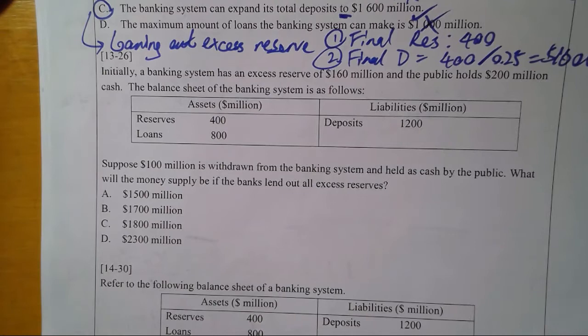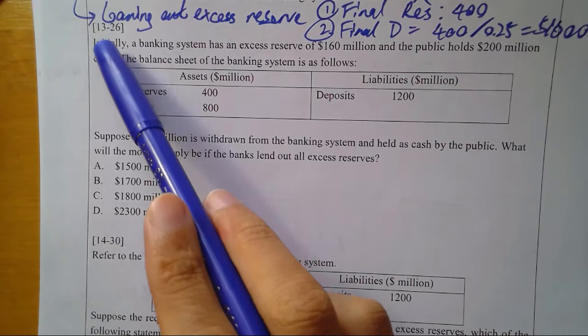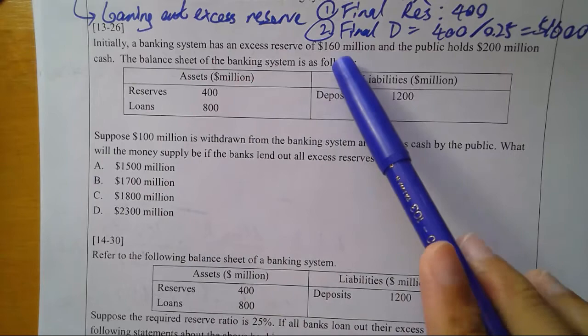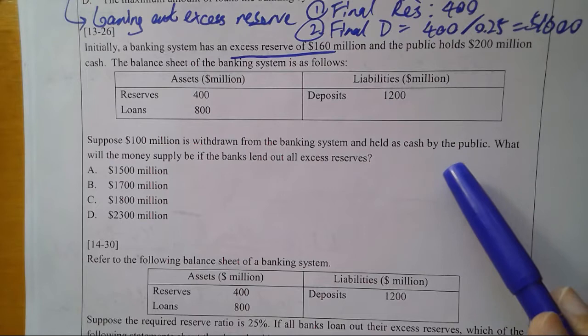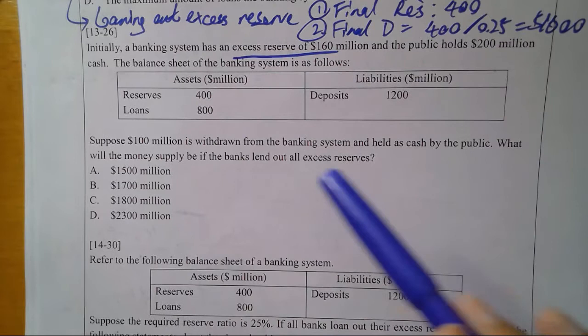OK， 嗱 ，2013 一三年啦。Initially, a banking system has an excess reserve. 嗱 ，excess reserve 啊 ，160, and public holding this amount of cash. OK， now suppose this amount is withdrawn and held as cash, held by public. Now, what will be the money supply? Now, this time is a little bit clumsy.